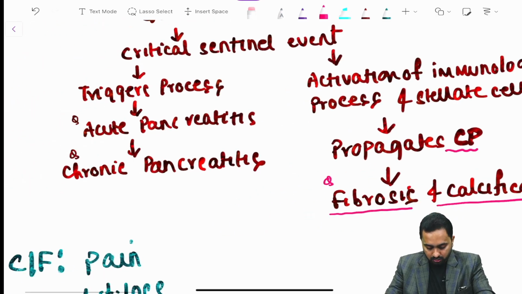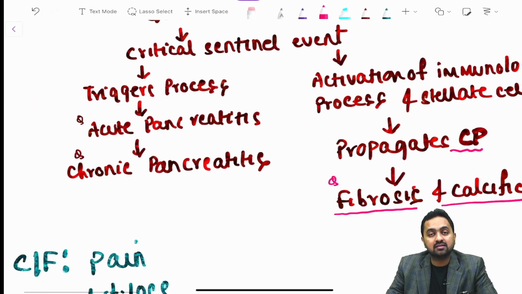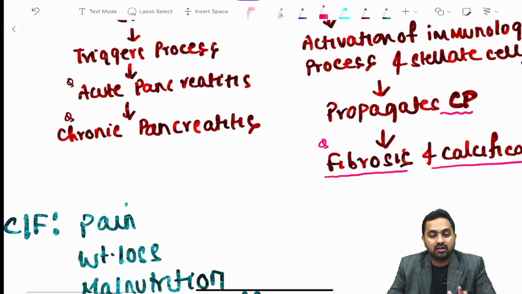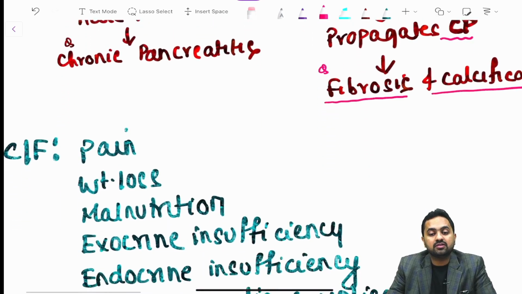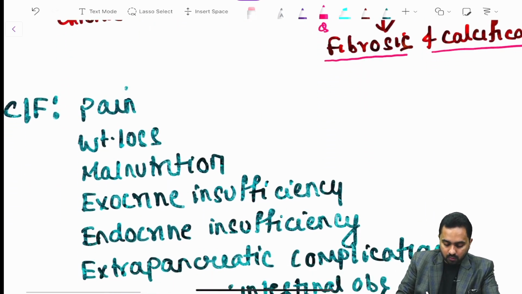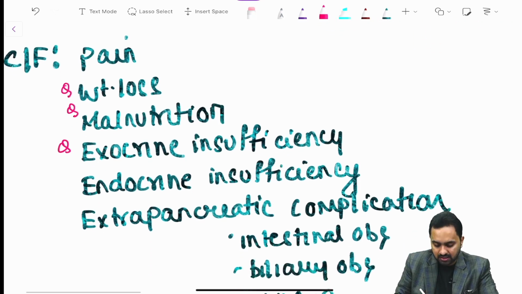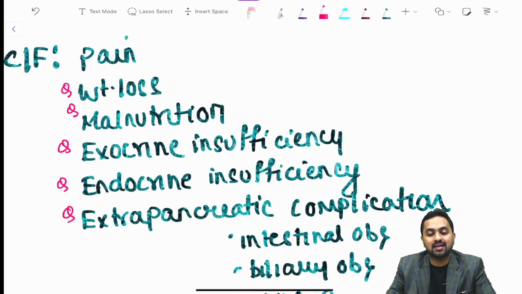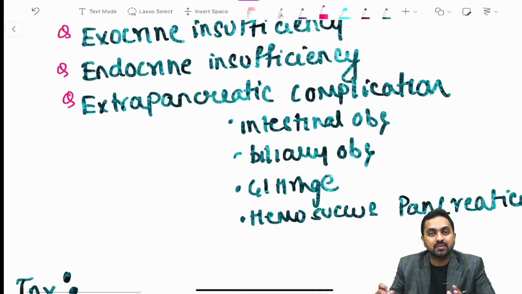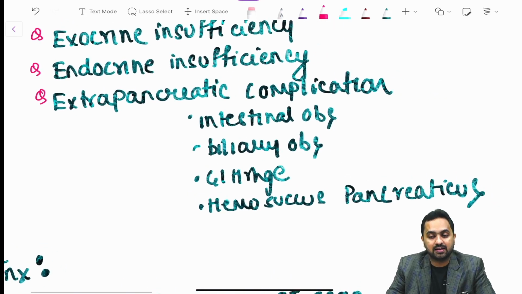Right. Now pain is the most outstanding symptom of chronic pancreatitis. Other clinical features would include weight loss, malnutrition, exocrine insufficiency, endocrine insufficiency and extra pancreatic complications like intestinal obstruction, biliary obstruction, GI hemorrhage and hemosuccus pancreaticus.